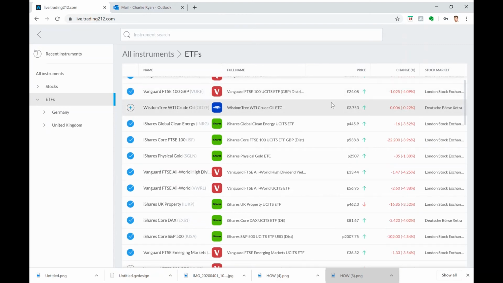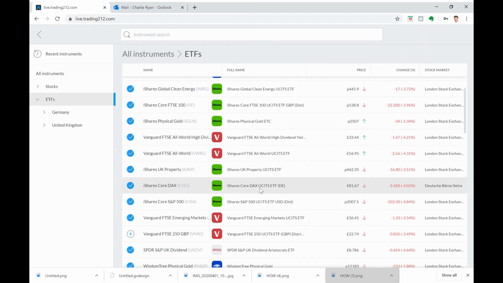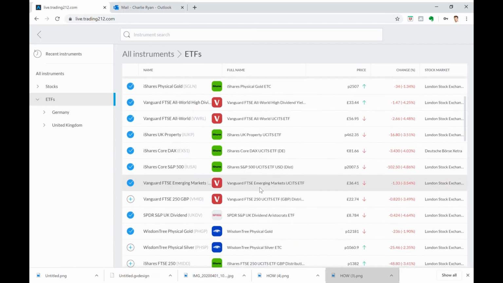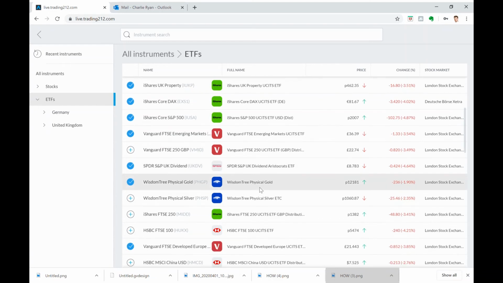Scrolling down here, you have a lot of other options. So you can invest in physical gold, for example. You can invest in the FTSE 100. There's a list of different ETFs here. I will be posting a video about my suggested ETFs that I think you should invest in. But really, for the first person starting out, getting involved in stocks, if this is your first time, I would look at ETFs and stay away from individual stock picks.